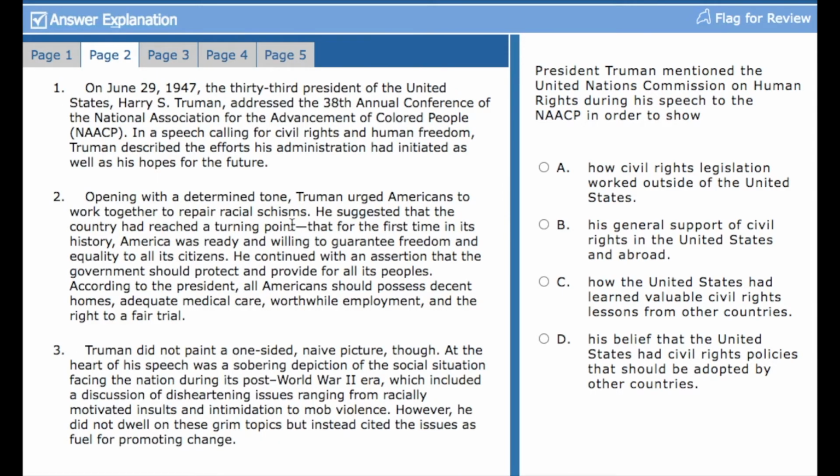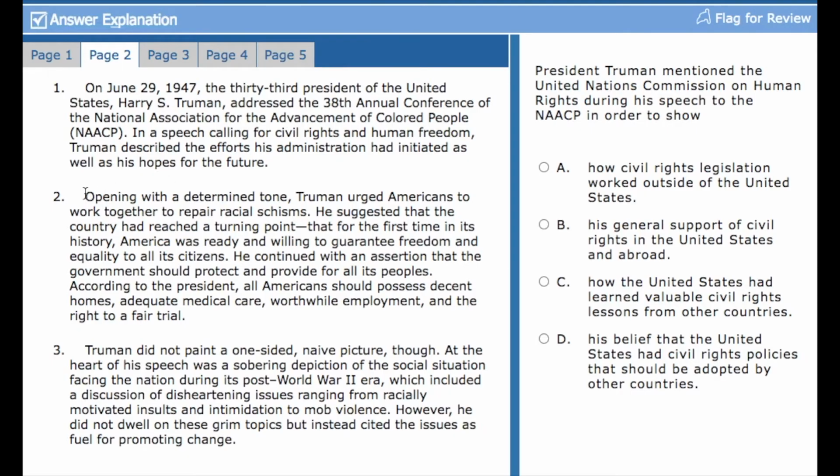So now we can skim through this, and look at the first sentence in each paragraph. It says here, on June 29, 1947, the 30-year-old President of the United States, Harry S. Truman, addressed the 38th Annual Conference of the National Association for the Advancement of Colored People. So right off the bat, we see what the NAACP is. It tells us that in the first paragraph.